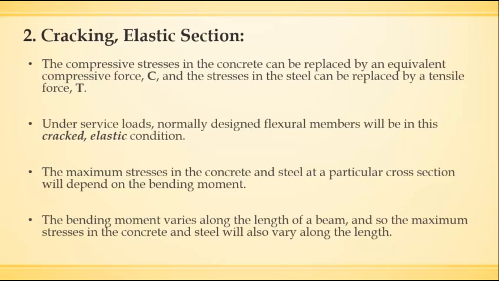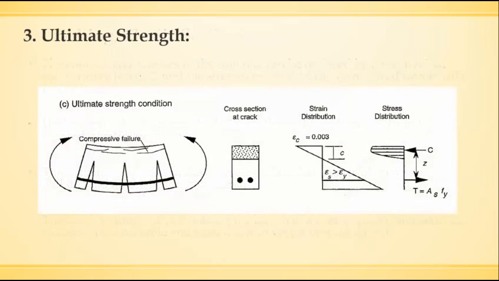When the concrete stress goes beyond the linear elastic range, the neutral axis moves toward the compression face. However, the strain distribution through the depth is still assumed to be linear. In the last stage, the behavior of the beam will be ultimate strength. This figure shows the cross-section at the crack and how the distribution of strain will still be linear, and the stress distribution will be non-linear.